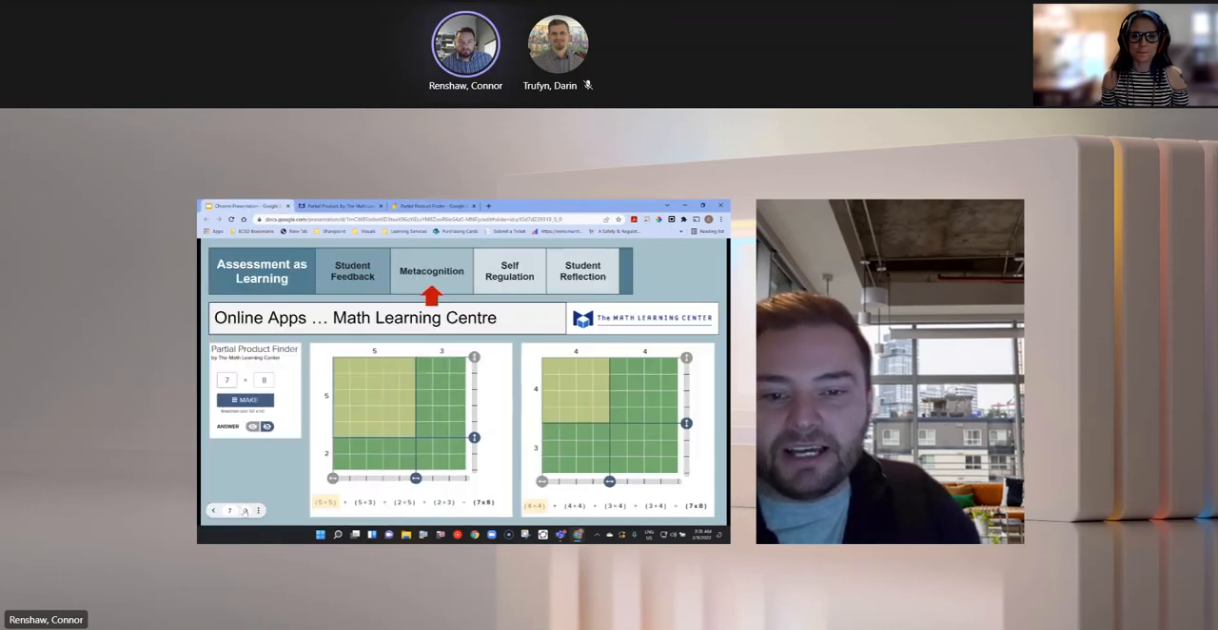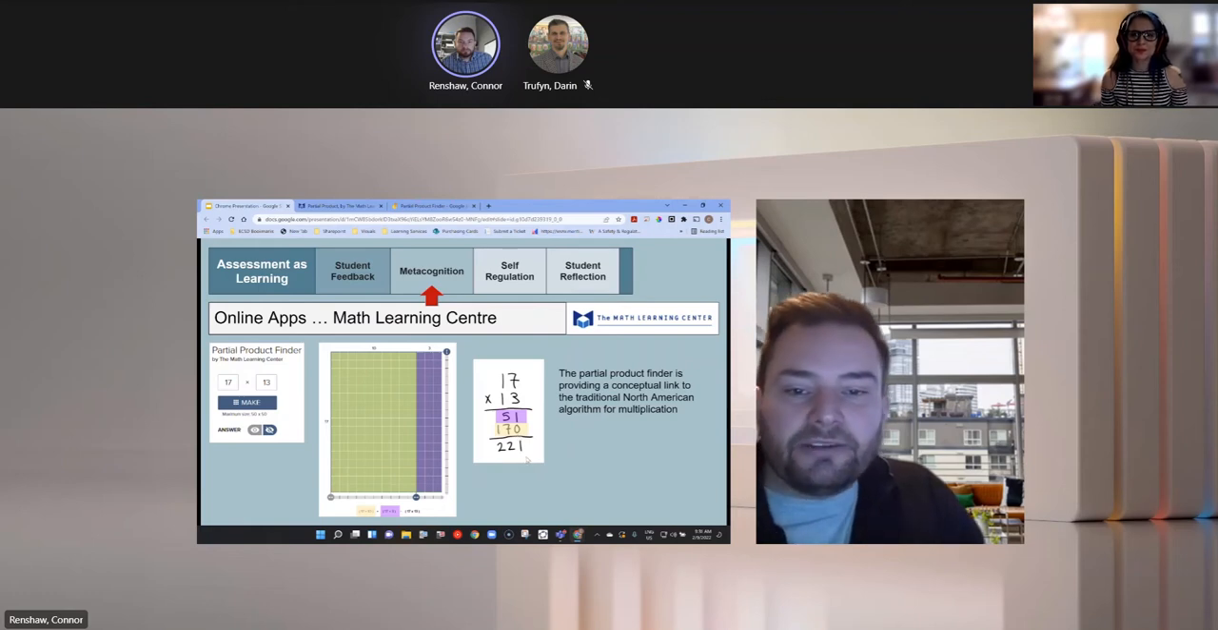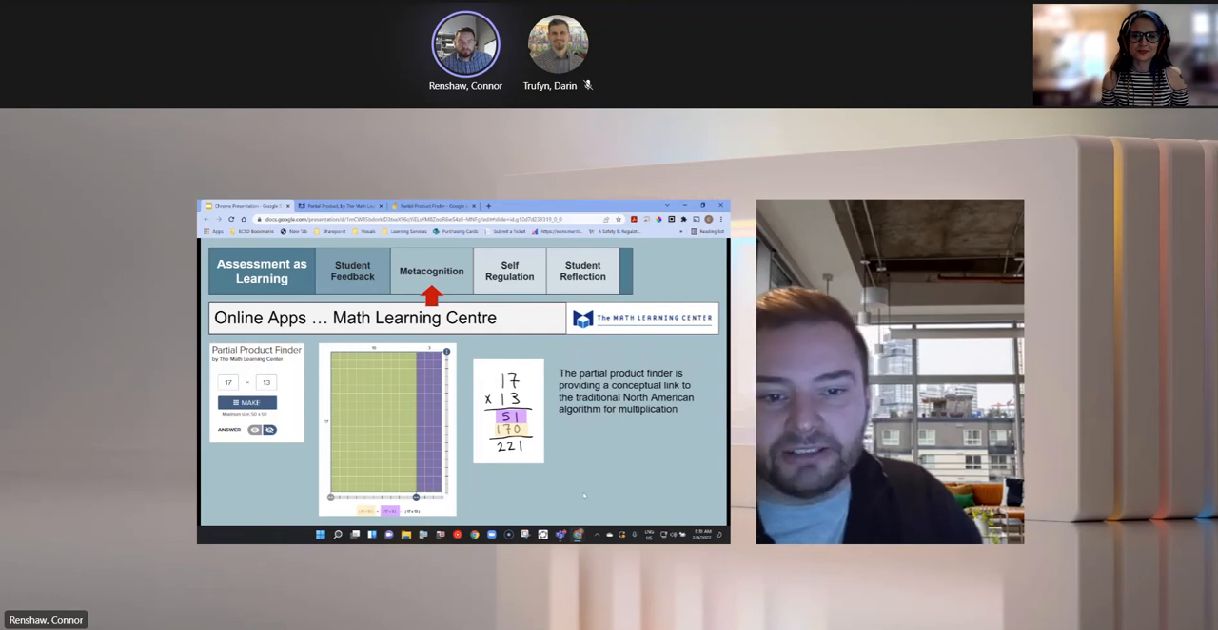If we jump back to our slides, I have shown a little bit about how it actually relates to that algorithm. So teachers will often present the algorithm in one of two ways. This is one way that is often shown, and you can see a visual link of where this 51 is coming from. That 51 is actually 17 by 3. Right. The 170 is the 17 by 10. So there's a link between what they're seeing visually on this partial product finder with how the algorithm is presented.